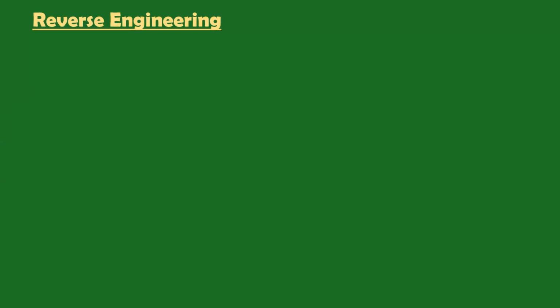Reverse engineering is the process of analyzing an existing software system to understand how it works internally. In reverse engineering, the main input is the source code of the system.